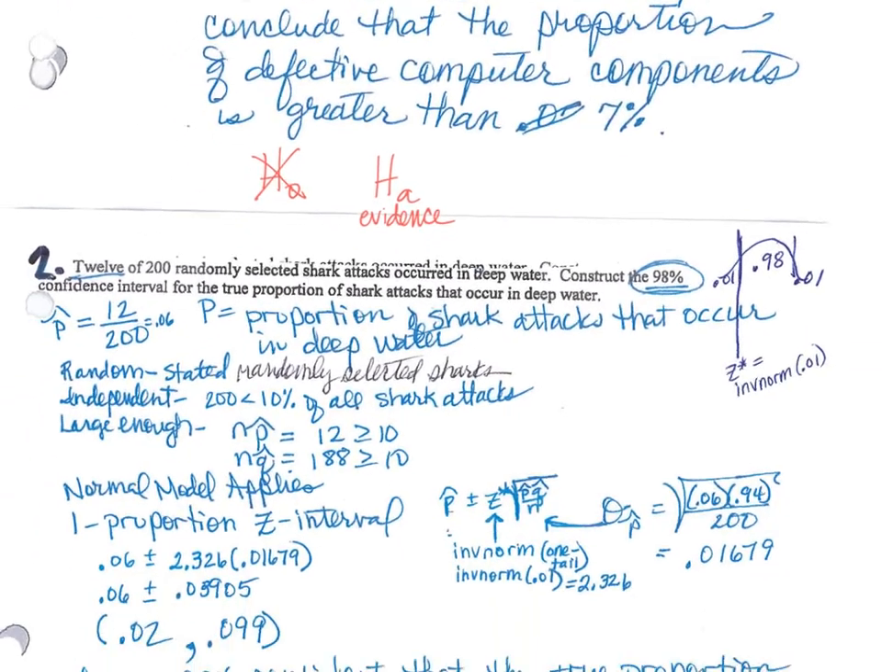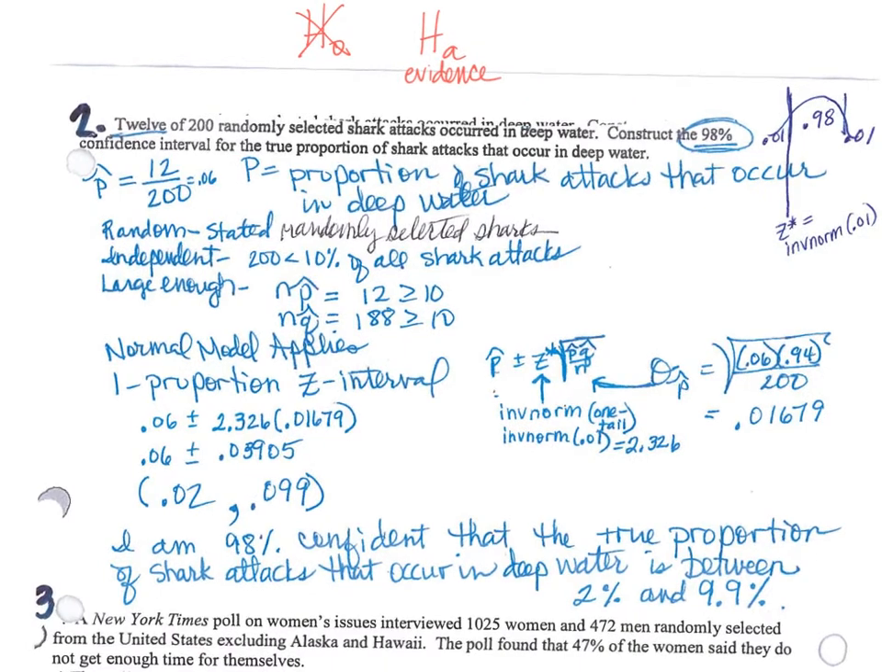Okay, number 2 is a panic. We have not done those in a while, so let's make sure you remember the computing on that. So this problem, P equals the proportion of shark attacks that occur, present tense, occur in deep water. Present tense, not past. Okay, we're making an inference about now and in the future. Okay, these were randomly selected sharks. Independent, 200 is less than 10% of all shark attacks.